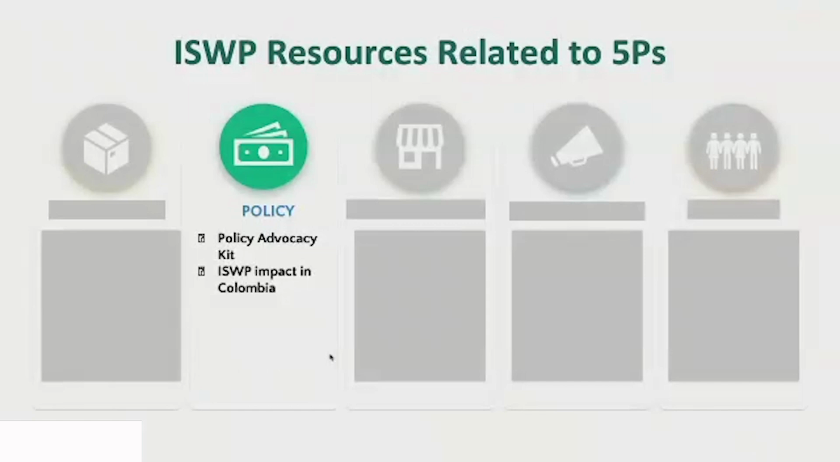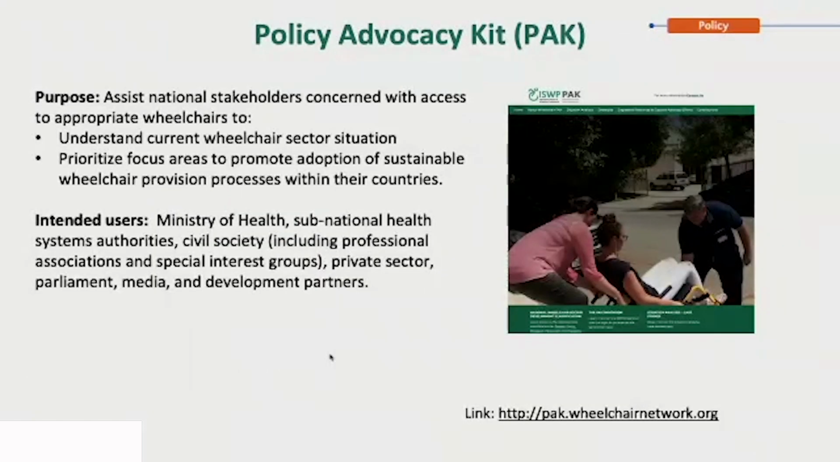Our second P is policy, and we have created the Policy Advocacy Toolkit. It is a resource for stakeholders to use when you know that you need to advocate at a higher government or Ministry of Health level for appropriate wheelchairs and services. So it helps you think about the process. It helps you to understand the current wheelchair situation in country. It helps you map that out. And you can also prioritize where you want to focus your attention in those meetings with stakeholders.